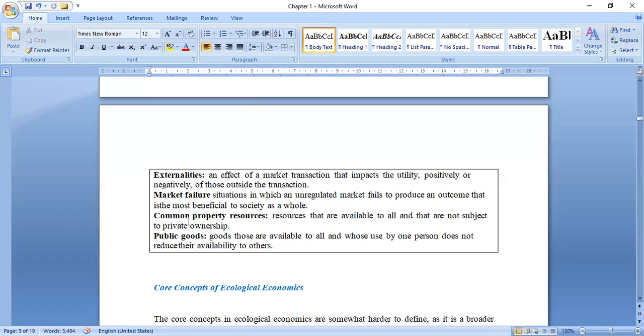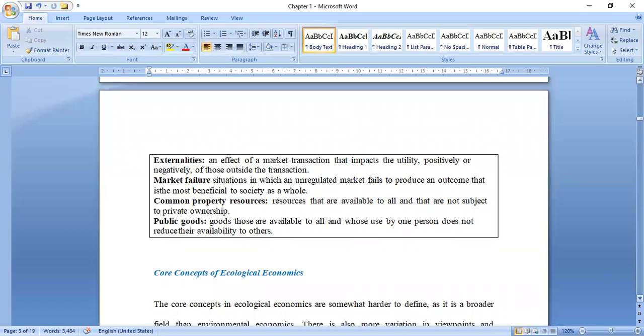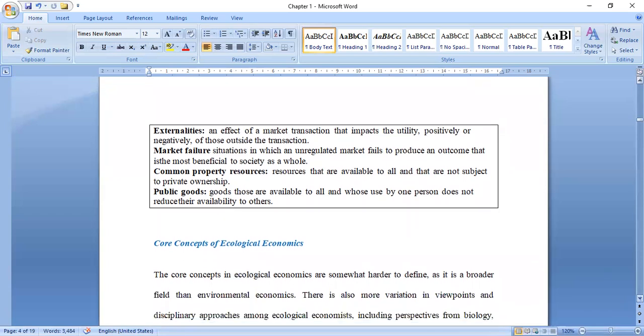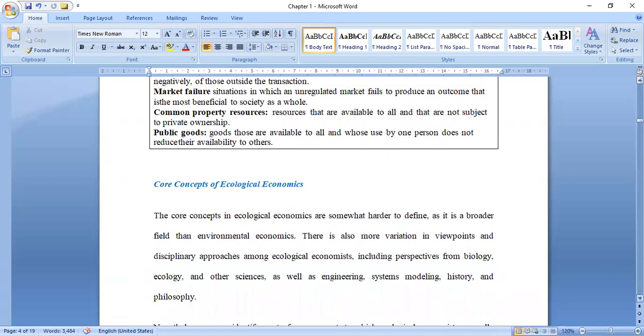And then we shall be looking at common property resources. And we've already seen that these are resources that do not have private ownership, right? For example, the seas, the oceans, right? The fish in the sea, who owns the fish in the sea? Public goods. Public goods are those goods that are characterized by two characteristics. They are non-rival and they are non-excludable, right?